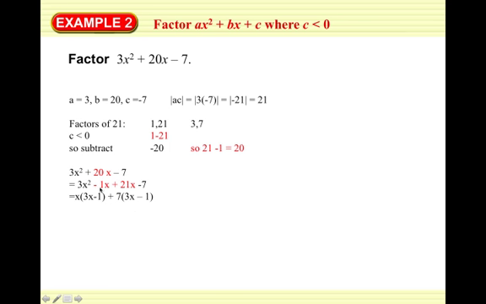x times 3x minus 1 is our first term. And then we have plus 7 times 3x minus 1 is our second term. So what do they have in common? They have 3x minus 1 in common, so we bring that out front, and then everything else goes in another set of parentheses. So x plus 7, and that is our factored form. So our answer is 3x minus 1 times x plus 7.